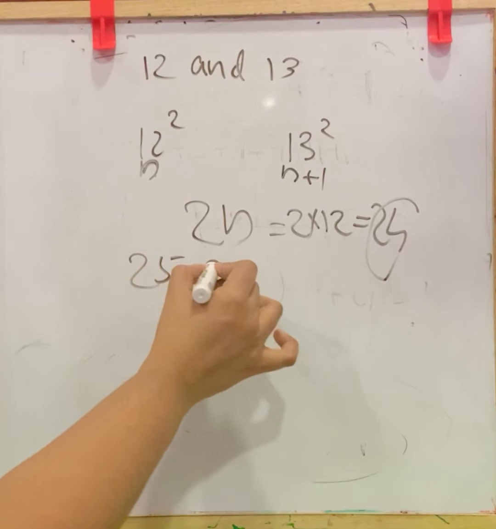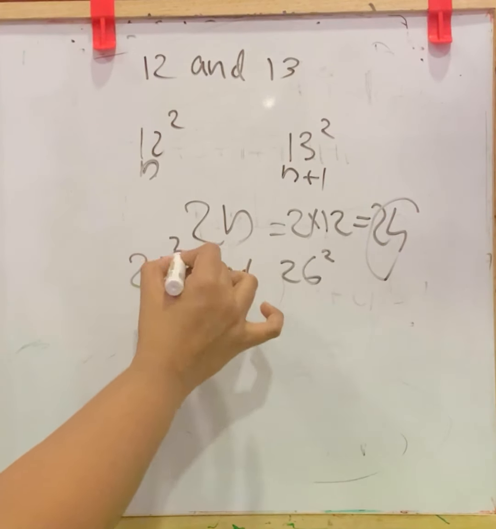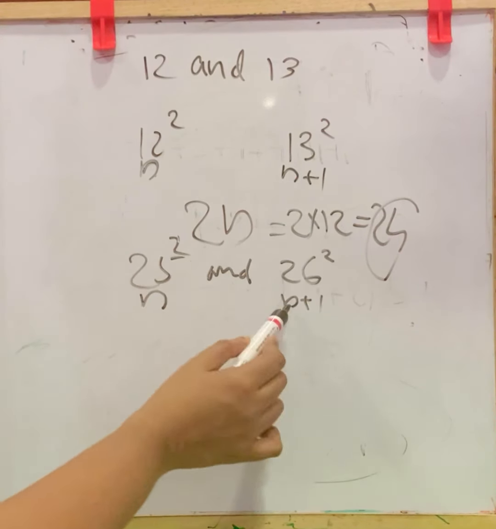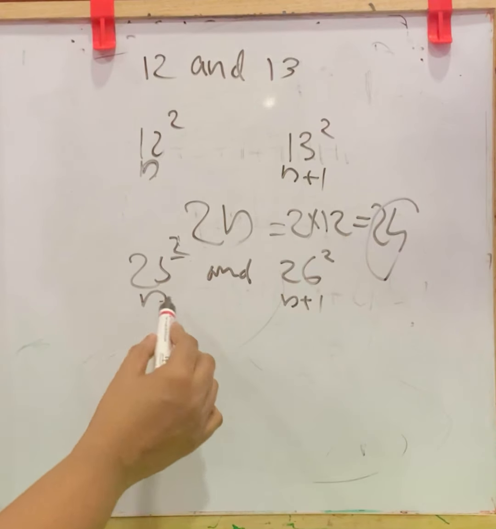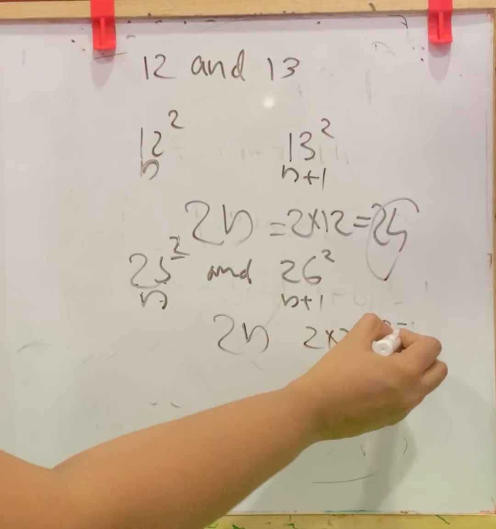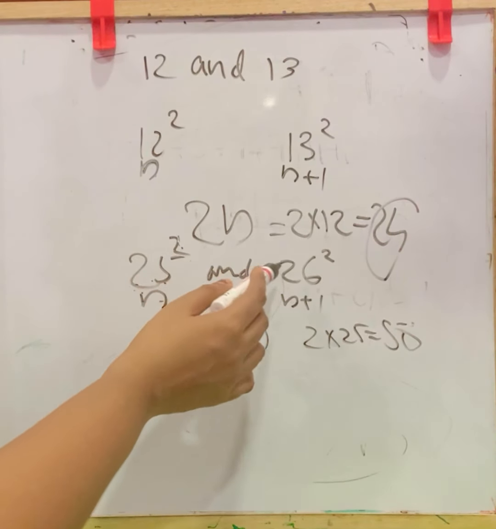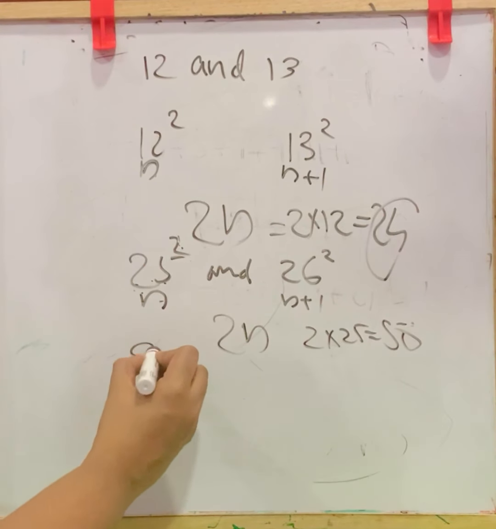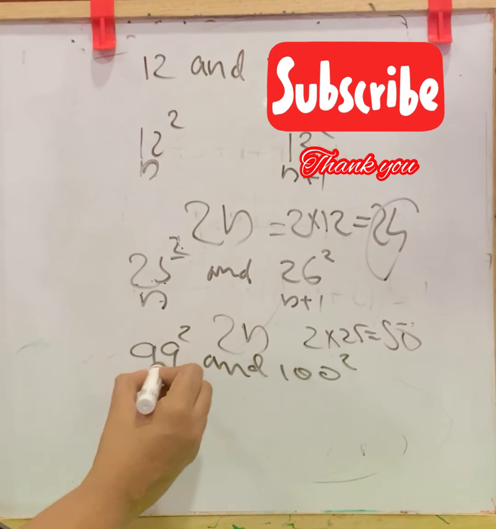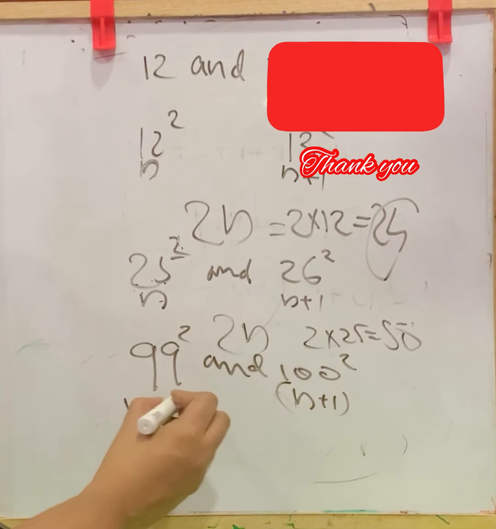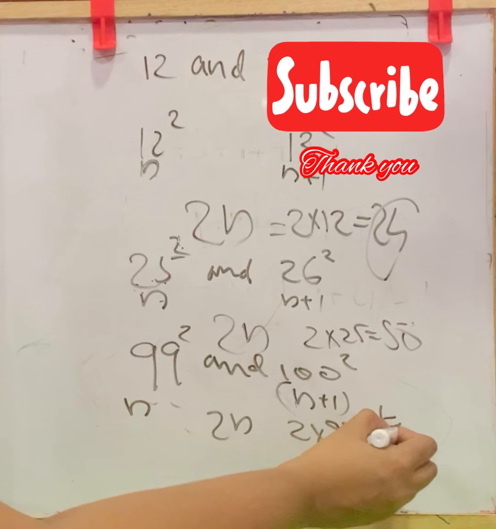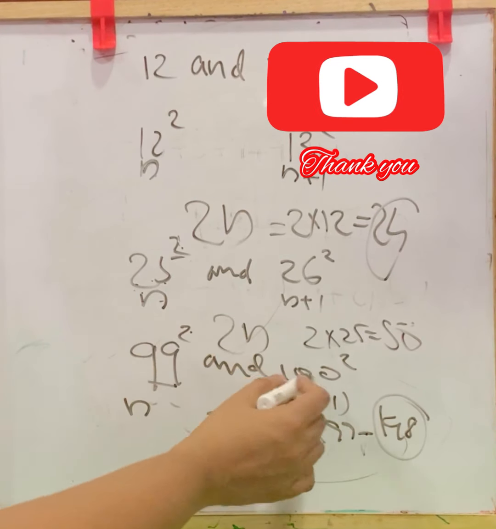Next, 25 square and 26 square. Here n is 25, n plus 1 is 26. Between n square and n plus 1 whole square, there are 2n numbers. Here n is 25. 2 into 25 means 50 numbers are lying between 25 square and 26 square. Next is 99 square and 100 square. Here n is 99, n plus 1 is 100. We have 2n numbers, means 2 into 99, that is 198 numbers lying between 99 square and 100 square.